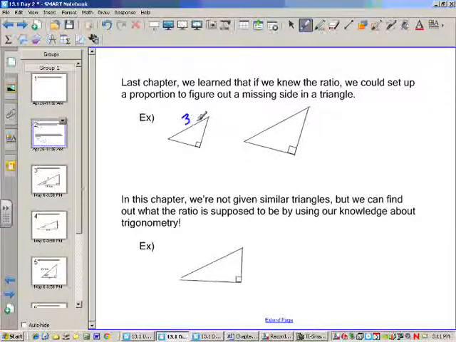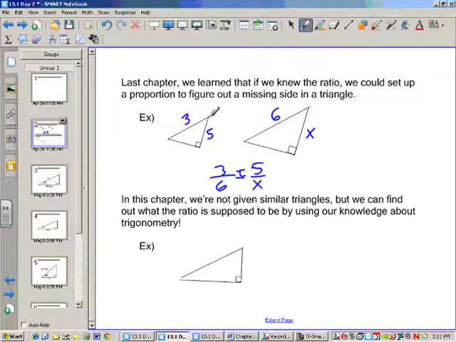So say if I had 3, 5, and 6, we could set up a ratio, say 3 to 6 is going to equal 5 over x. If we solve this, it would be 30 over 3, which is 10. So the ratio between these would be, we're multiplying by 2 on both of the sides.